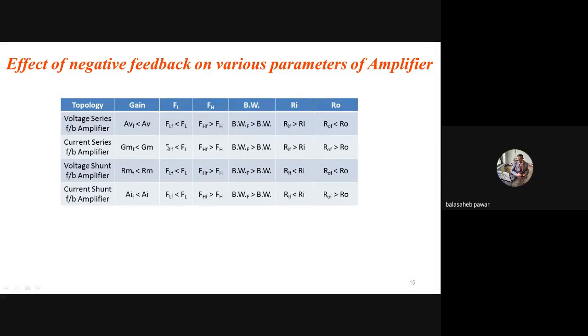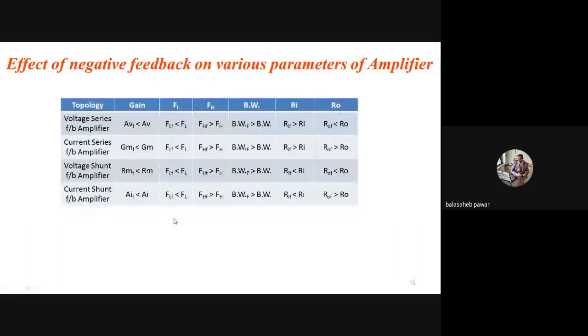Now the next parameter: we studied the effect of negative feedback on the cutoff frequencies and the bandwidth of the amplifier. We derived there also that the lower cutoff frequency decreases with negative feedback, and the higher cutoff frequency, that is FH, increases by negative feedback. You will observe that FLF, the lower cutoff frequency with negative feedback, is less than the lower cutoff frequency without feedback, that is simply FL. Throughout, FLF is less than FL for all types of amplifiers.